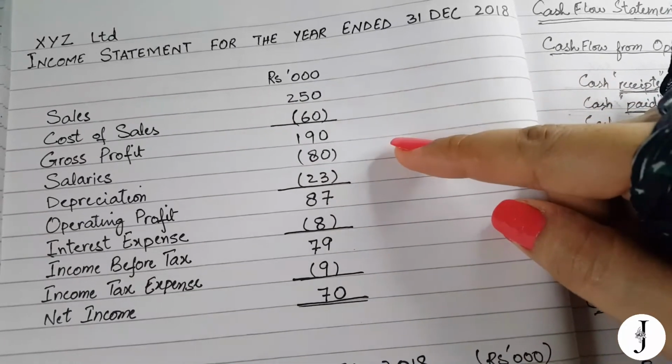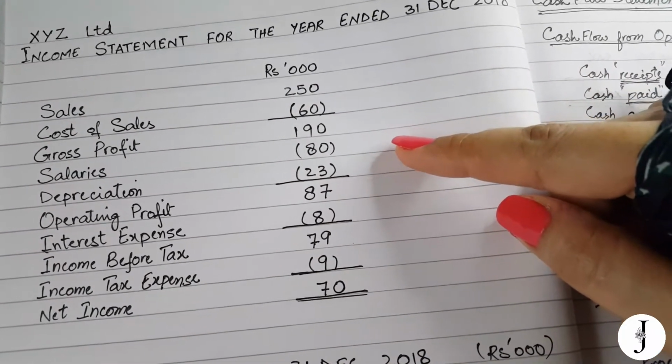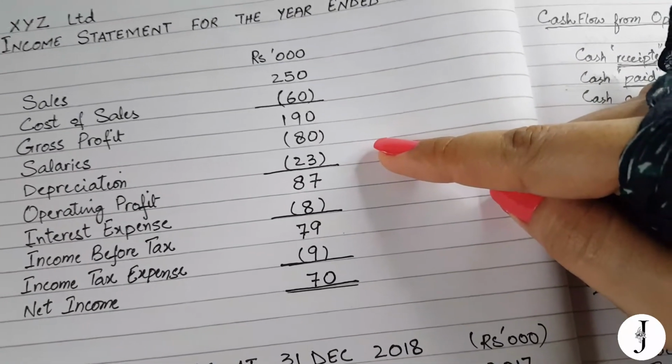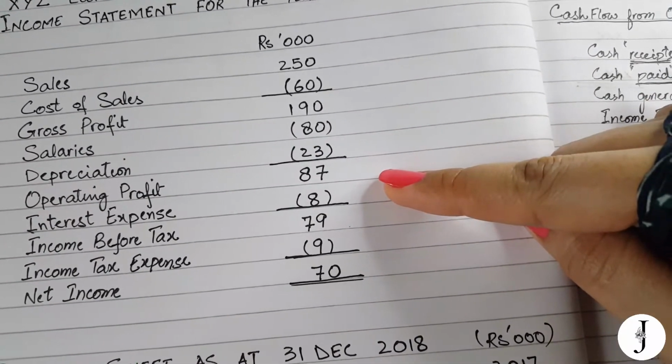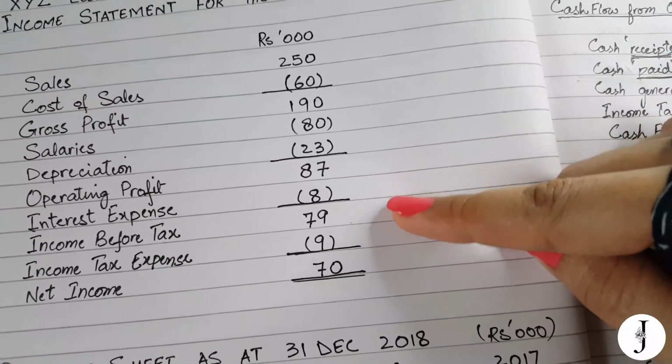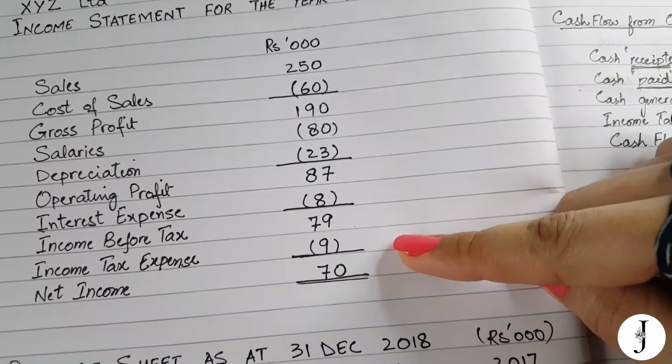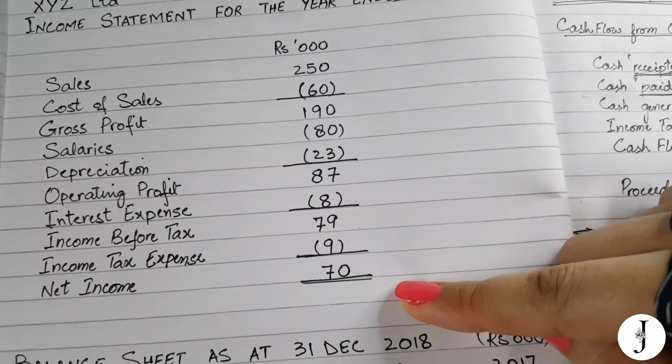Sales minus cost of sales is gross profit. Then the other expenses are deducted, salaries, depreciation, and then we arrive at operating profit. Then interest is deducted and we arrive at income before tax, and then tax expense is deducted and there is the net income.